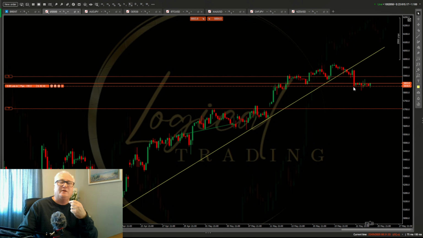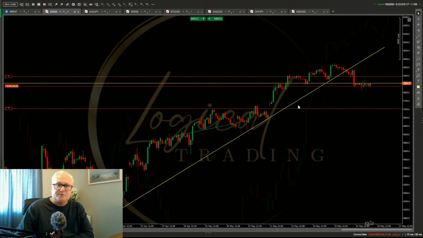Big red candle down. Now it's teetering along here. My opinion is that it's still going to continue on short because these normally resolve to the downside. It's a bit of an upside down flag pattern, and they normally will resolve to the downside. If it's going up, it'll resolve to the upside.